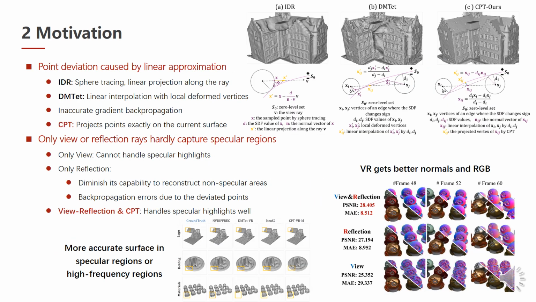Existing surface rendering methods such as IDR and NeuS2 assume that the local surface is planar, and thus employ linear approximation based on the SDF values to predict the point on the surface. To address this problem, we conduct the closest point transform for deviated points to enhance the geometry representation.